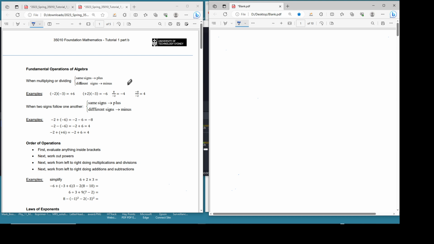Alright, so a couple of basic rules. Most people kind of understand coming into uni that minus times a minus results in a plus. A different sign gives you a minus, regardless of whether it's a multiplication or a division, that's a quotient, and same sign on either side gives a plus. So that's basically what that says.